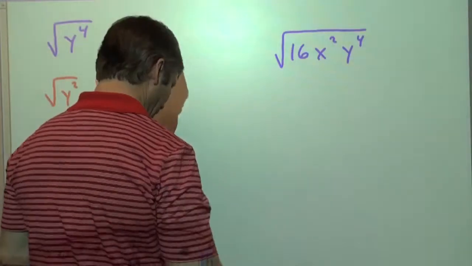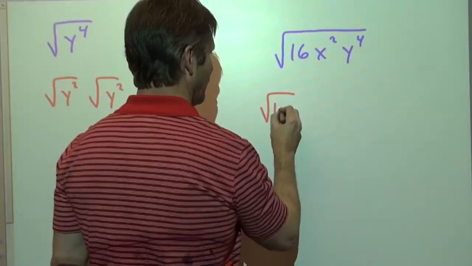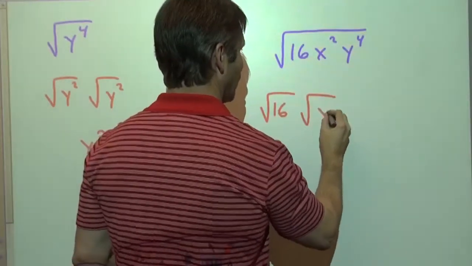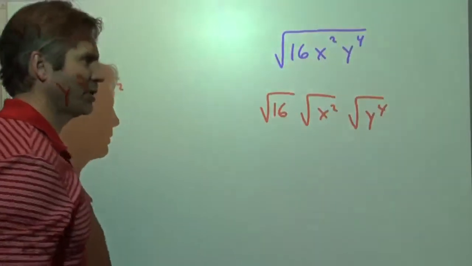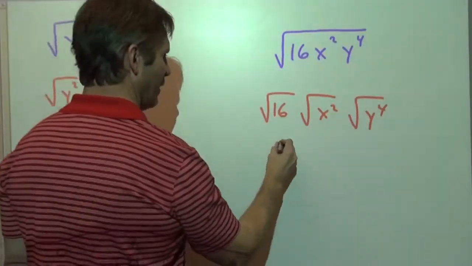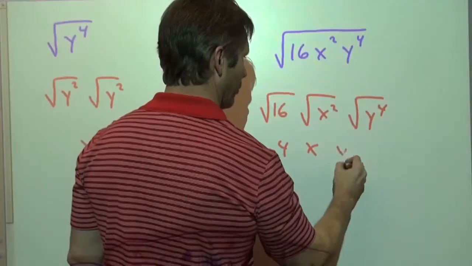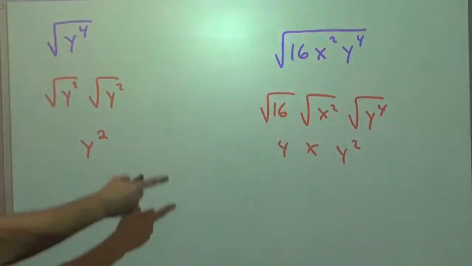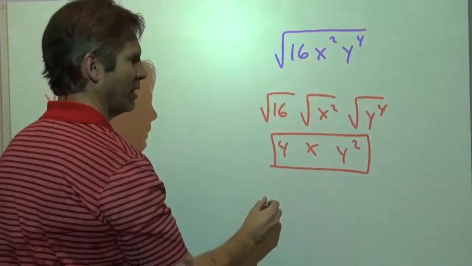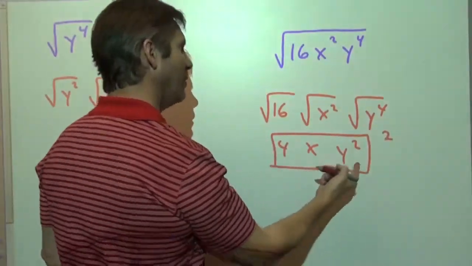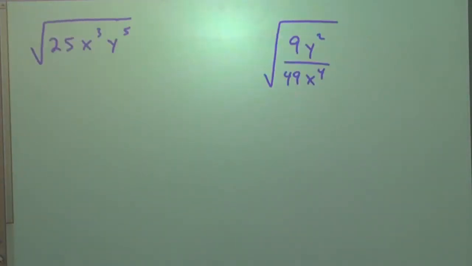You go over here, and you can break this down. You can say, hey, I can picture this as radical 16 times radical x squared times radical y to the fourth, and deal with each part separately. Radical of 16 is 4. Radical of x squared is x. Radical of y to the fourth, we said a moment ago, was y squared. So that's our final result. After all, if you multiply this by itself, if you square it, you're going to get right back to that. So that's why it's the square root of that thing right there.